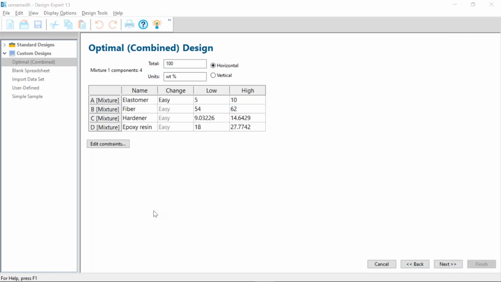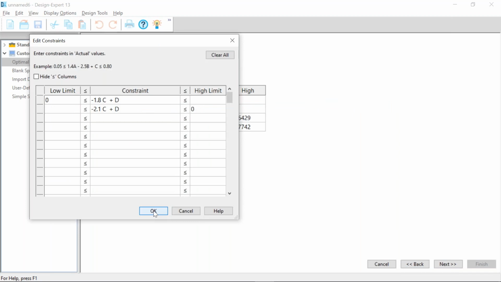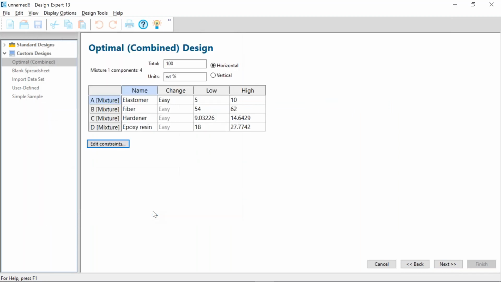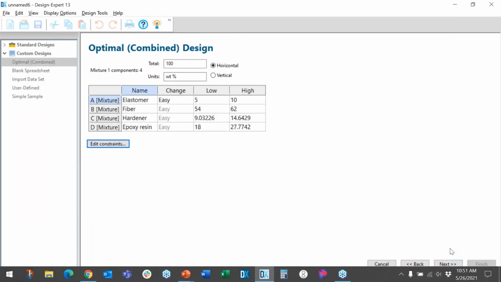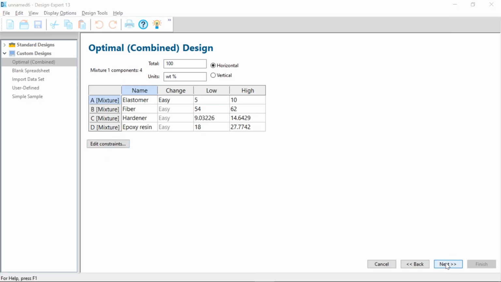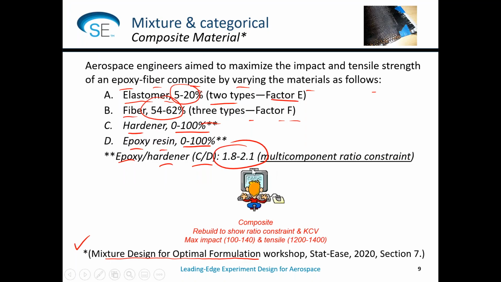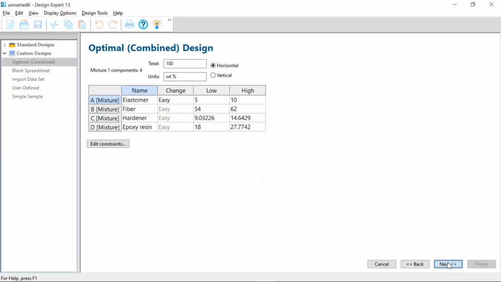Also, there's a special constraint in here that takes care of the ratio of the last 2 ingredients. That's under this little button called Edit Constraints, and you can actually put the ratio that I'm showing here directly in, and it'll parse that out.